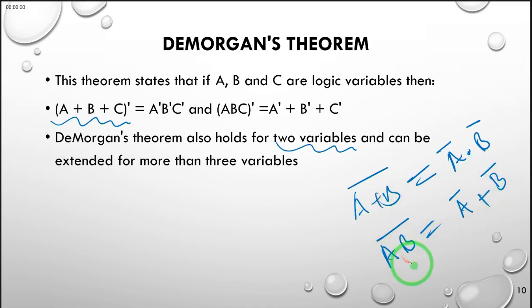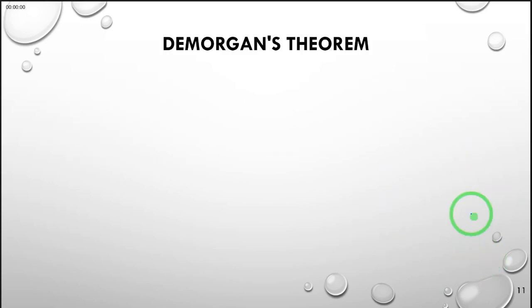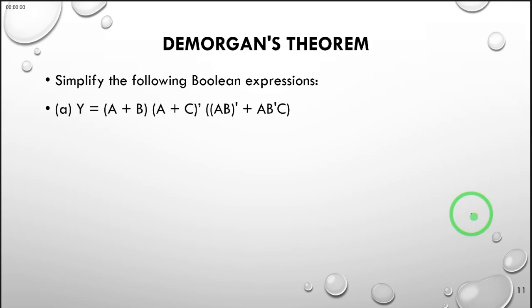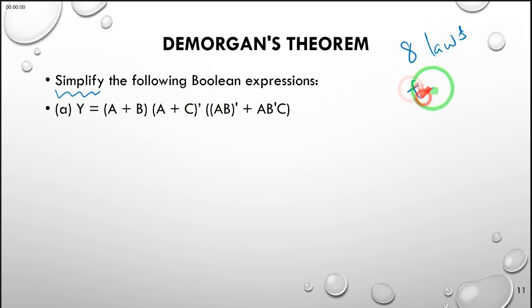If the initial sign was a dot, then after you have broken the line, you end up with a plus representing the OR operation. And we have an example here we want to look at just to illustrate how this can be used. We are given these operations, we want to do a simplification. So what we normally do in such a case is we remember the eight laws of Boolean algebra. We also combine them with DeMorgan's theorem for us to be able to solve this one.